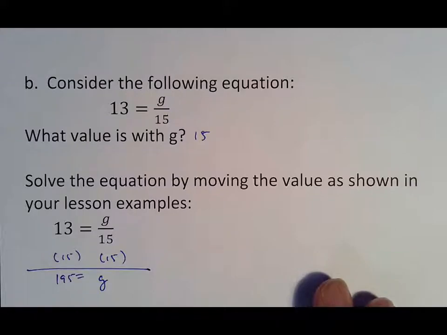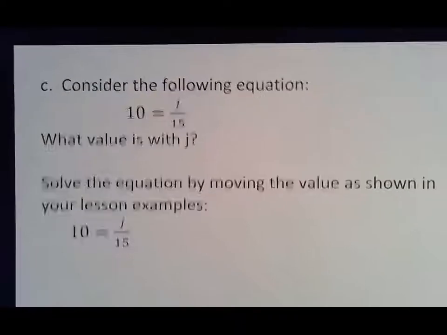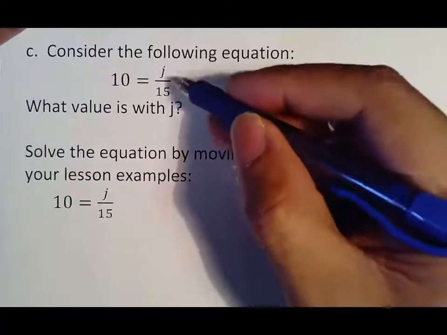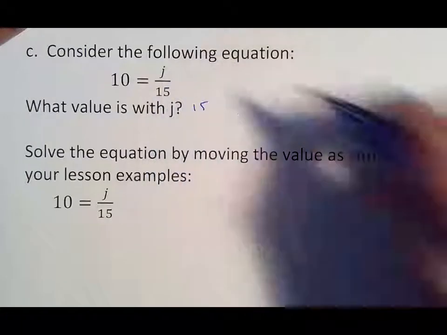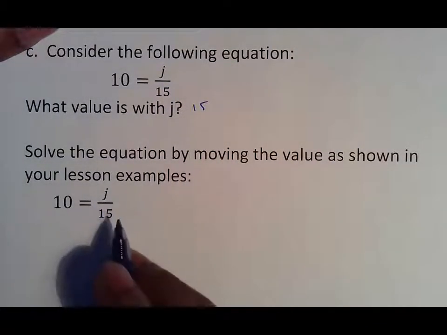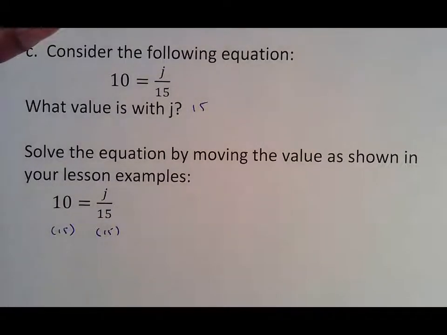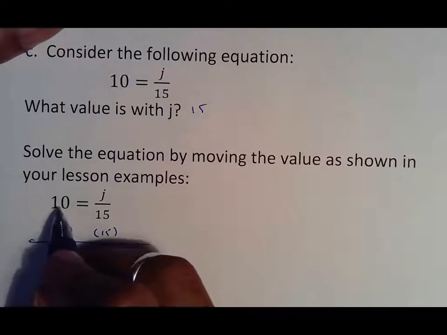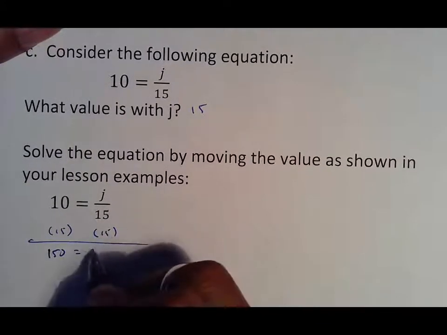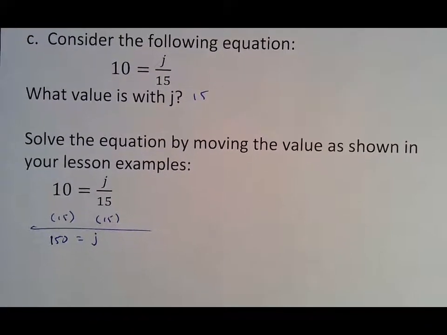All right. 2 more just to make sure we've got it down. And again, if there's any questions, just make sure you're communicating. 10 equals j over 15. What value is with j? That would be 15, because j and 15 are both in a fraction together. So how do I move the bottom number of a fraction if it's being divided? That would be by multiplying by that number. 10 times 15. Remember, anytime you multiply by 10, just put a 0 at the end of it. The 15s go away, leaving me just j. And that is all.